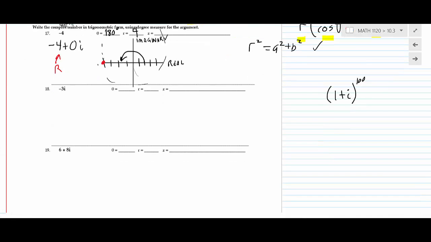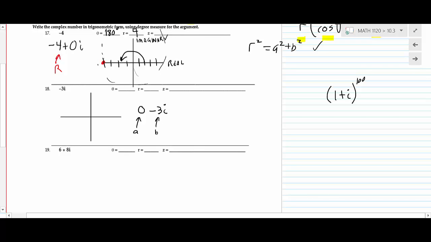Okay, let's go to the next one. And again, when you do these problems, I always recommend that you draw a picture of it. If you do that, that'll help you understand what's going on in the problem better. So this is really 0 minus 3i, with a being the real part and b being the imaginary part. Let's go through and plot this now. Remember, you have the real axis and you have the imaginary axis. How do you plot 0 minus 3i? You go down 3, right?